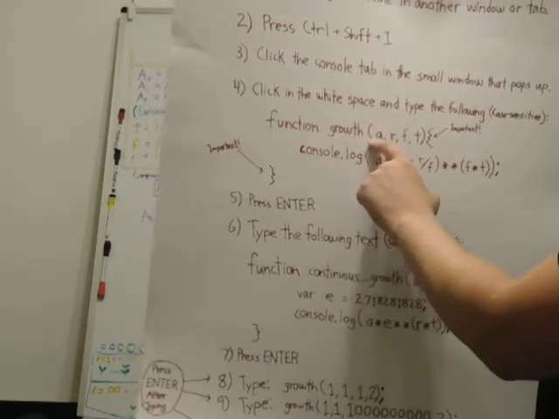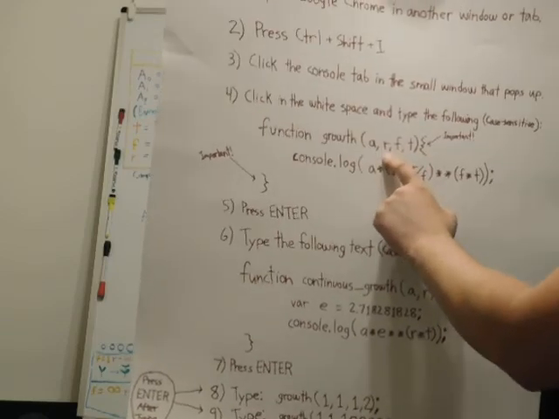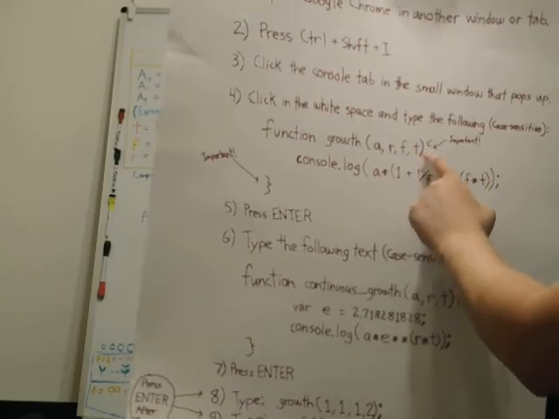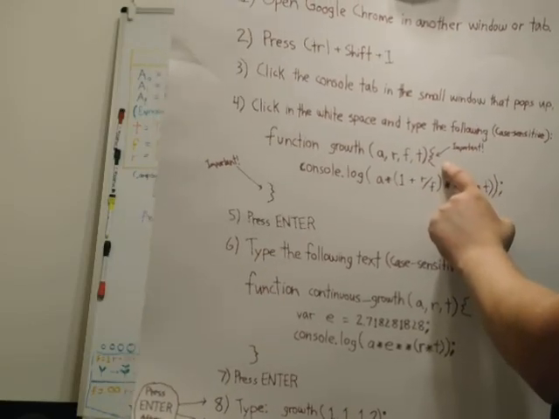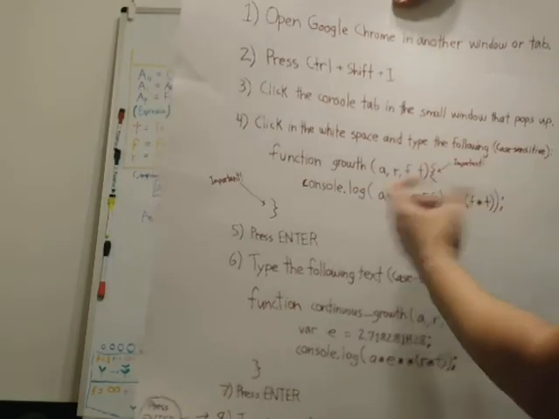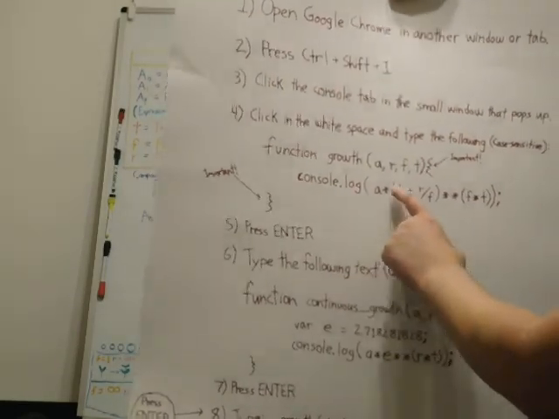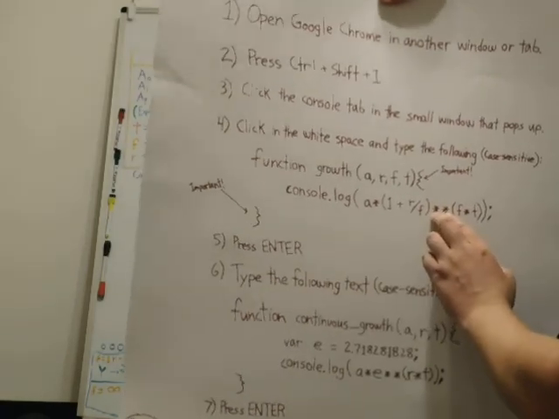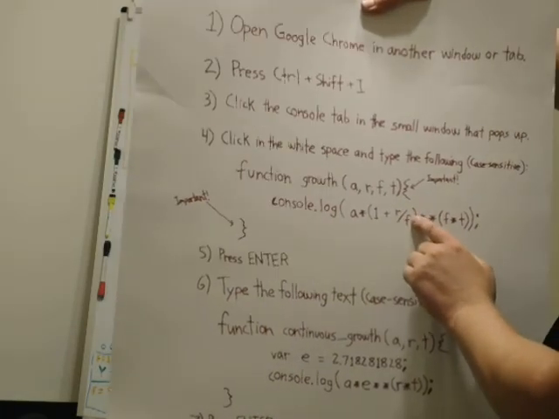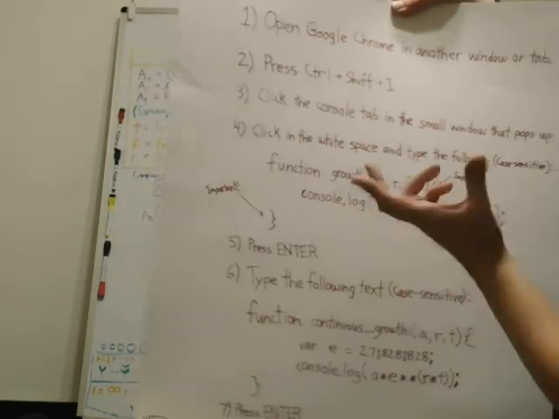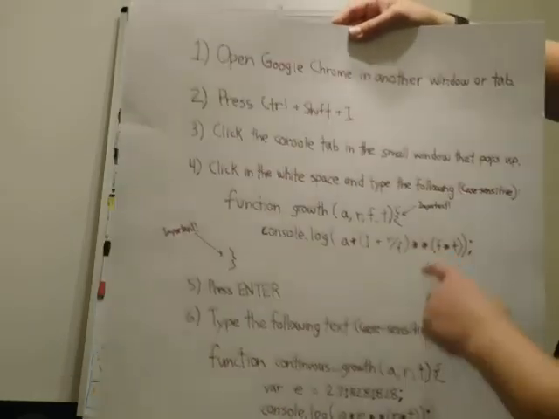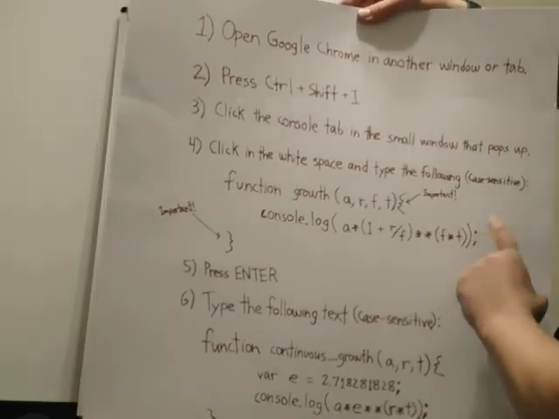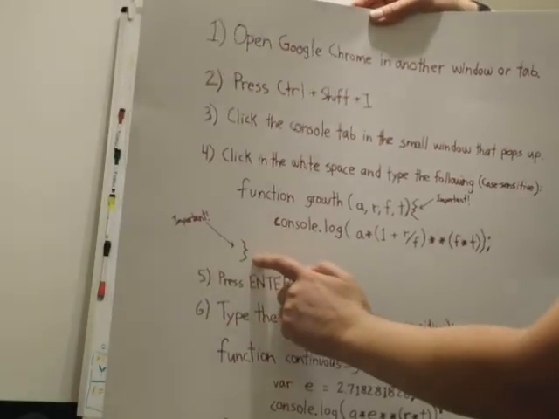Function growth, and then you put A for the amount, R for the rate, F for the frequency, and T for the time. You put that left curly brace in there. Then console.log, A times 1 plus R over F, in parentheses, asterisk, asterisk. This means we're raising it to a power. If it's just one asterisk, it's just multiplication. If you think about what an exponent is, it kind of is repeated multiplication. Then parentheses, F times T, parentheses, parentheses, semicolon, and then don't forget the right curly brace.